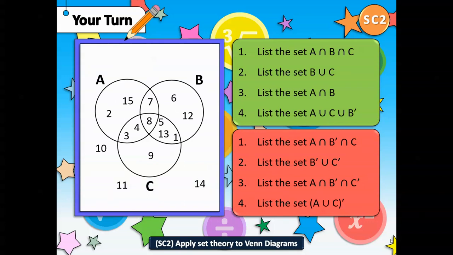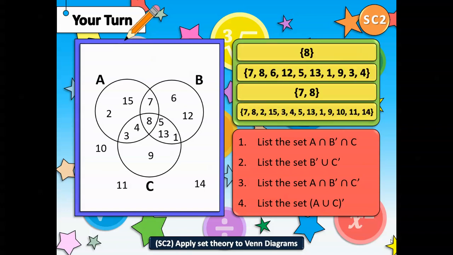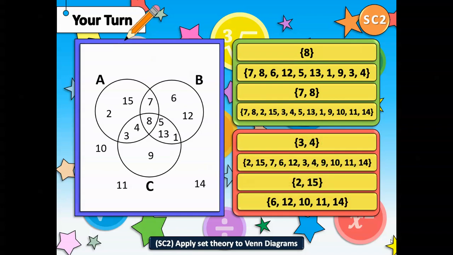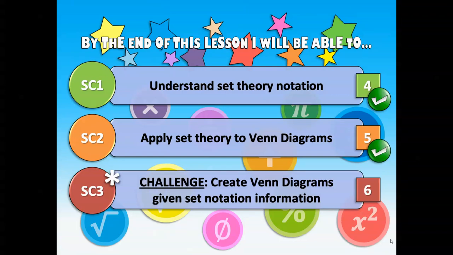Here are some more questions for you to have a go at. Pause the video, and when you're ready to mark your work, press play. Here are your answers. So there's your green answers, and there's your red answers. And now we've completed success criteria 2.